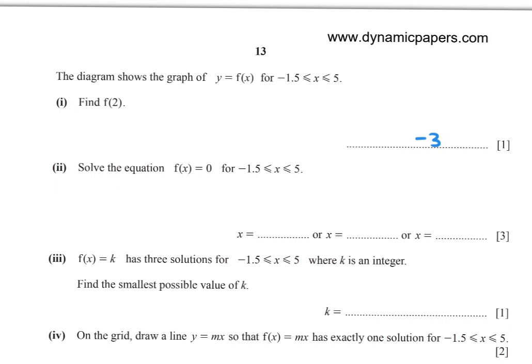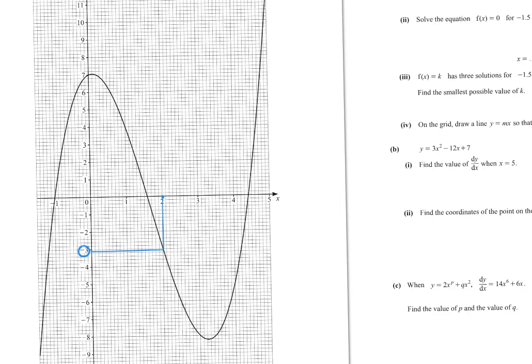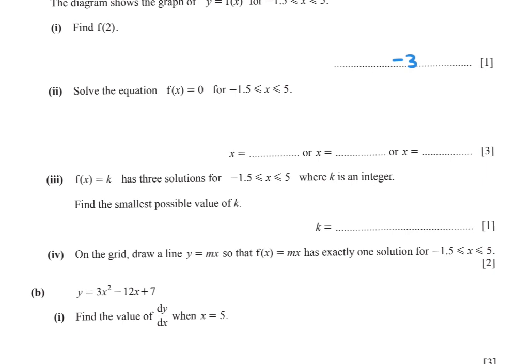Solve the equation f(x) equals 0. f(x) equals 0 means y equals 0. So this means the intersection between the curve and the x-axis. This curve intersects the x-axis at -1, 1.6, and 4.4. So -1, 1.6, 4.4.